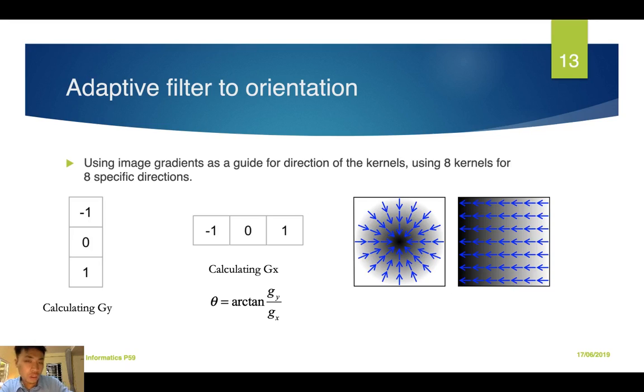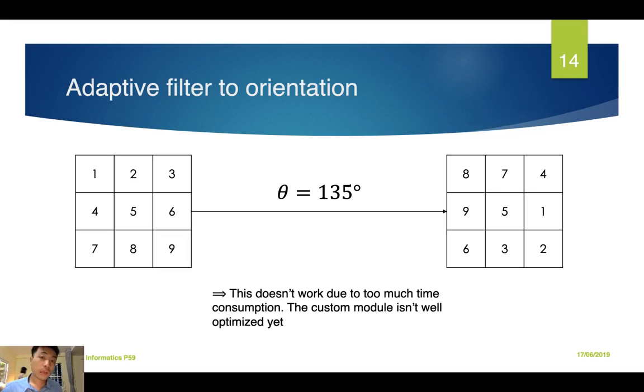And how do I approach these directions? That's by using the formula on the left: calculating gx and gy, then computing theta using theta equals arctan of gy divided by gx. For example, here if theta equals 135 degrees, the cone will be rotated to 135 degrees like this.